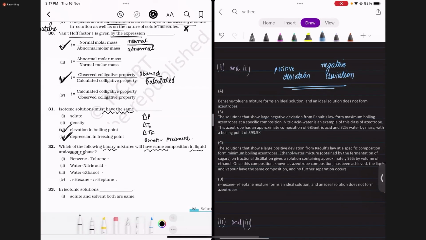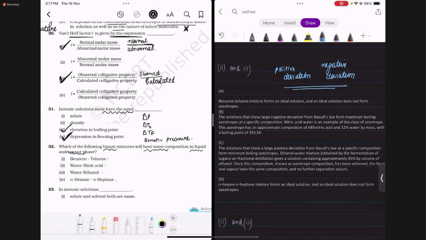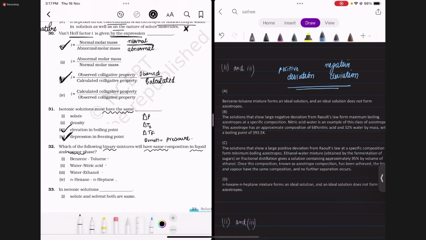So liquid and vapor phase में same composition होने के लिए they should not be an ideal solution, and इसमें से हमें पता है कि benzene and toluene will form an ideal solution, and also N-hexane and N-heptane will also form an ideal solution. तो ये दोनों तो हमारे ideal हो गए.